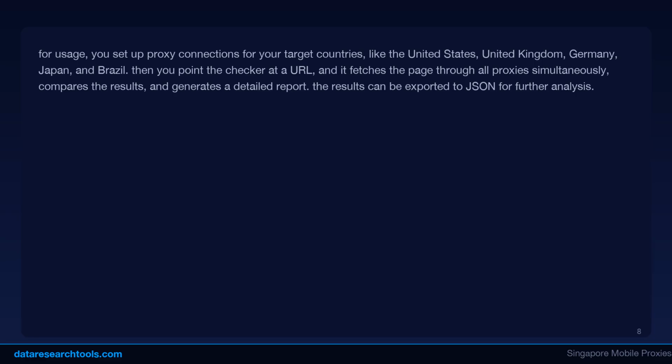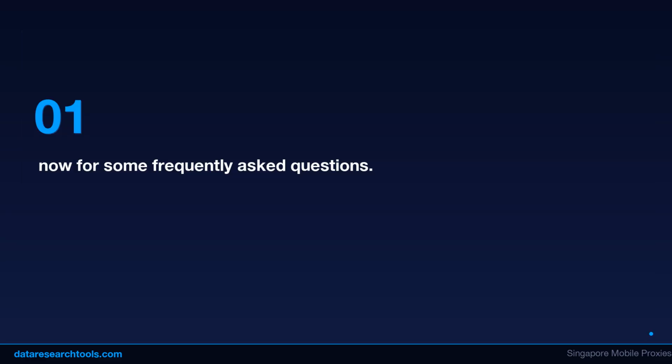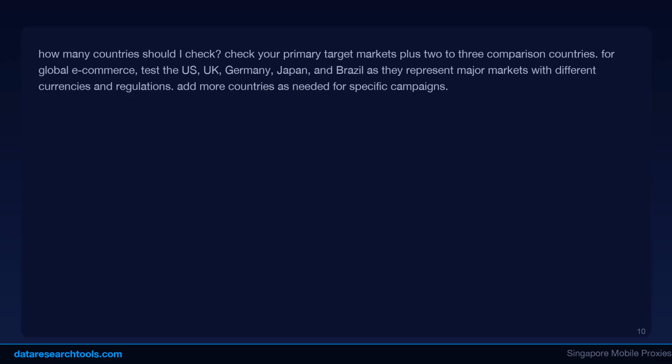Some practical use cases. For price intelligence, an e-commerce company can check competitor prices across 20 countries to optimize their own pricing strategy. For SEO monitoring, an agency can verify that their clients' localized pages serve the correct hreflang content to users in each target market. For ad verification, a brand can confirm their ads display correctly in all target markets and aren't being replaced by competitors. And for content compliance, a media company can ensure their geo restrictions are working correctly and content isn't leaking to unauthorized regions.